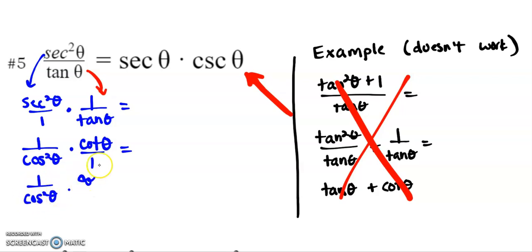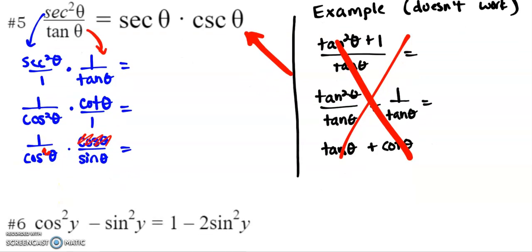Cotangent is cosine over sine. All right, now I'm getting somewhere because this cosine is adios. And I'm left with 1 over cosine times 1 over sine. And those, and I just barely ran out of room, are secant and cosecant, right? Those are thetas. Those are not my best thetas. My apologies. So we are done.